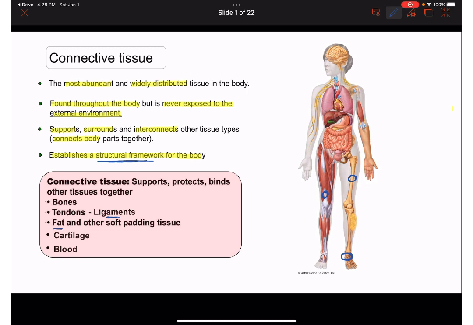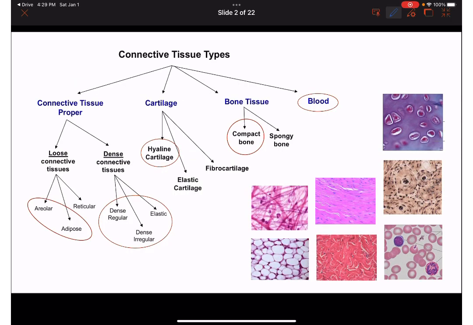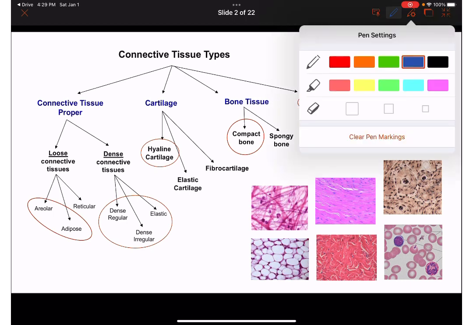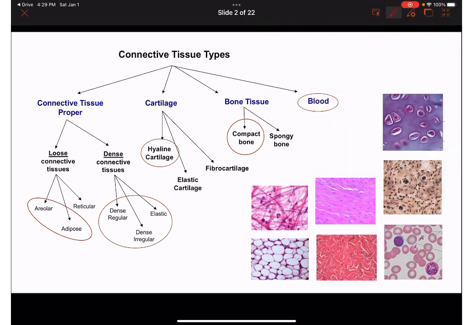Fat is a connective tissue. Cartilage, which is found many places throughout the body, is a connective tissue. And blood is a liquid connective tissue. So like I said, there are a number of different connective tissue types. And we can divide those into these 4 different categories. And let's just take a look at each of these.